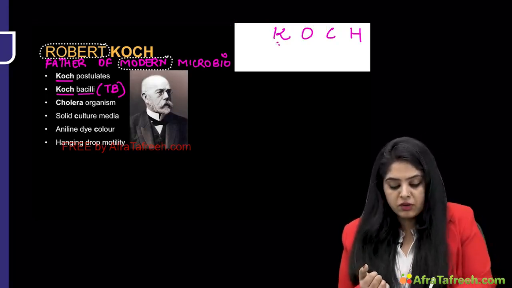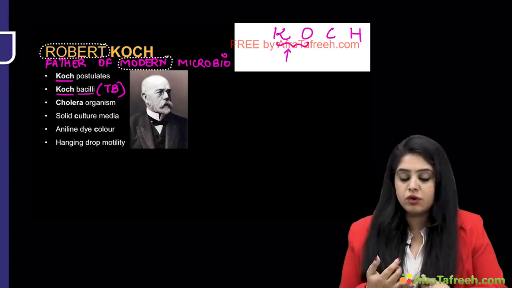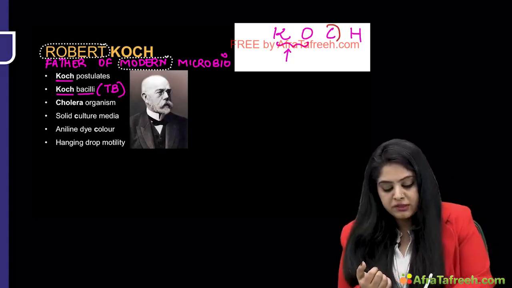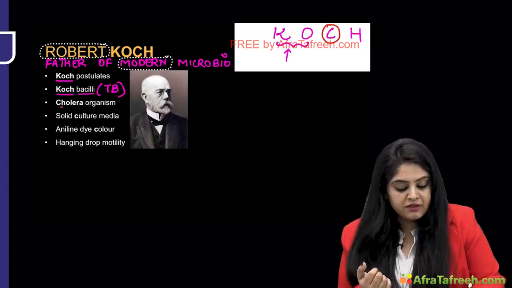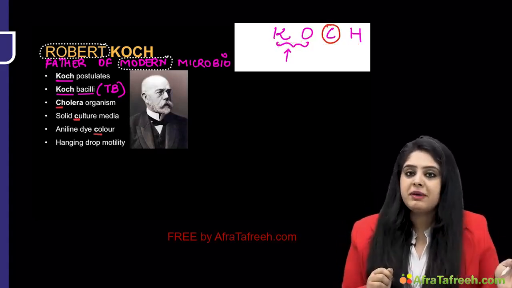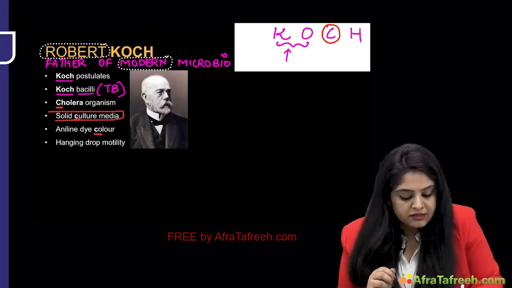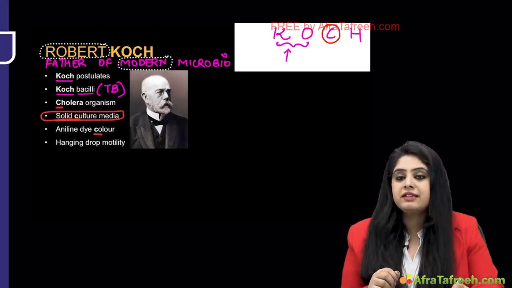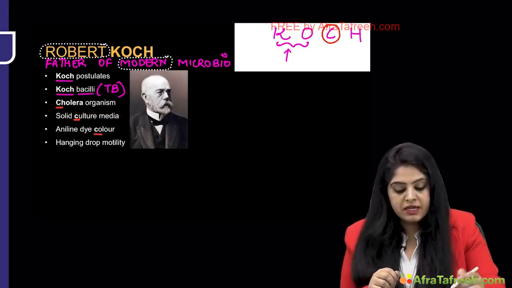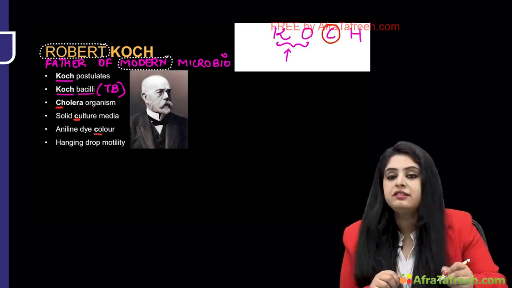So K for everything to do with Koch. He gave us Koch postulates, he gave us Koch bacillus. What did he give us with C and H? With C, he's given us three things. If you remember, Sir Louis Pasteur gave you the liquid culture media. So what culture media will the next scientist give you? C for culture media, that is, he gave us the solid culture media. Next, which organism has been given by him? The cholera organism has been given.